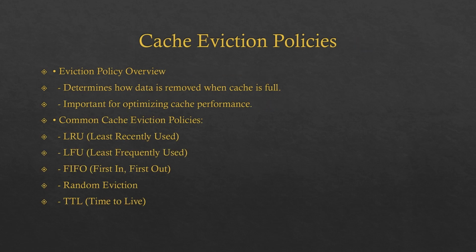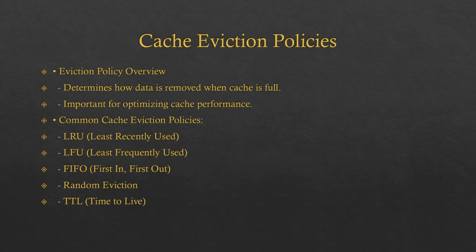Cache evictions are an essential part of caching, determining when data should be removed from the cache. Without an eviction policy, caches can become too full and inefficient. There are several common cache eviction policies.